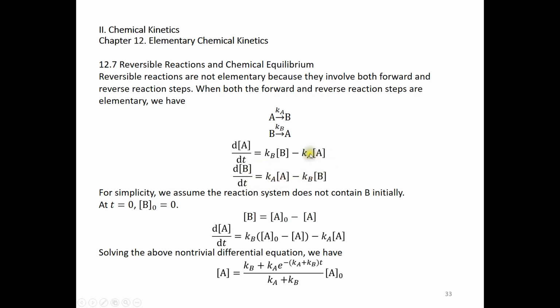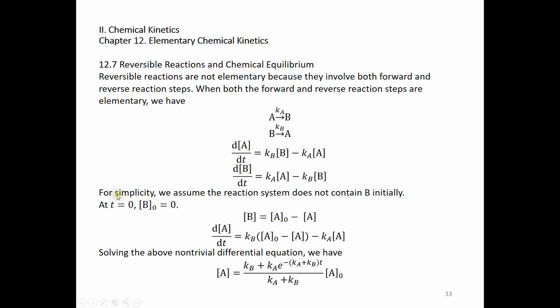If you add up these two equations, you're going to see dA/dt plus dB/dt is equal to 0. These two cancel, these two cancel. That means [A] plus [B] remains constant. Why is that? Well, it's just because when A is consumed, you produce the same amount of B. If B is consumed, you generate the same amount of A. So the sum of A and B never changes.